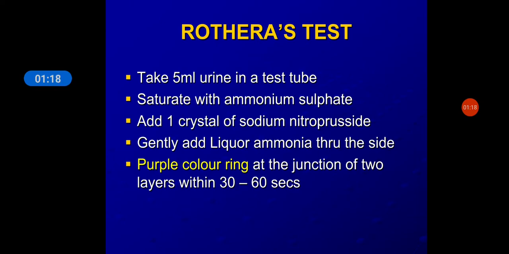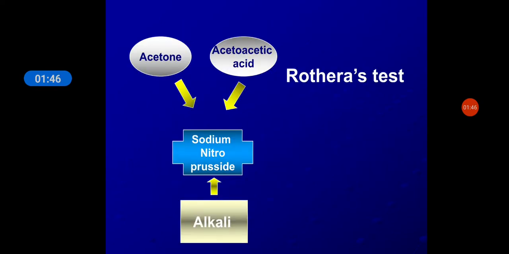Then you mix properly, then to that you will add 1 or 2 crystals of sodium nitroprusside, right? Then gently you tilt the test tube, and on the sides, you will gently add liquor ammonia. So you will get a purple colored ring at the junction between the two. This takes around 30 to 60 seconds. Now let's see what is the principle behind it.